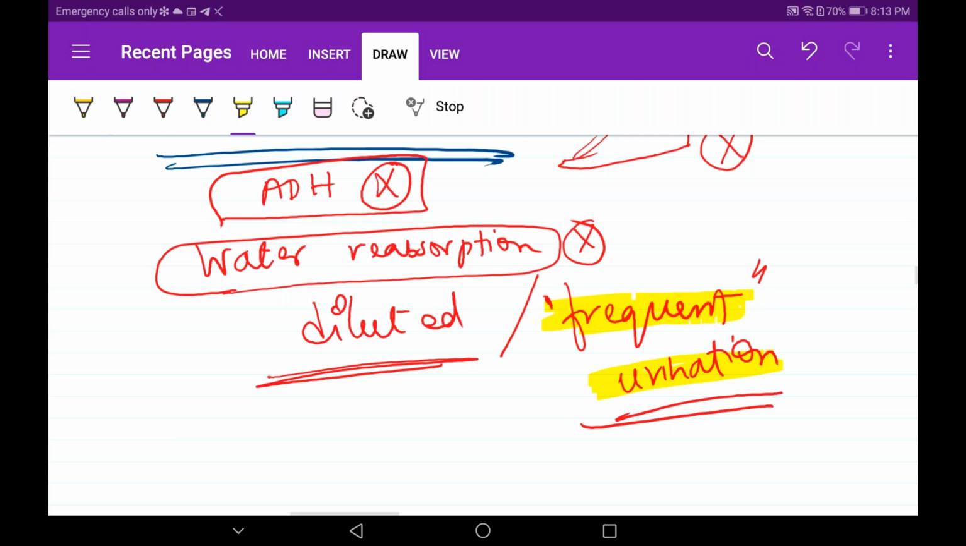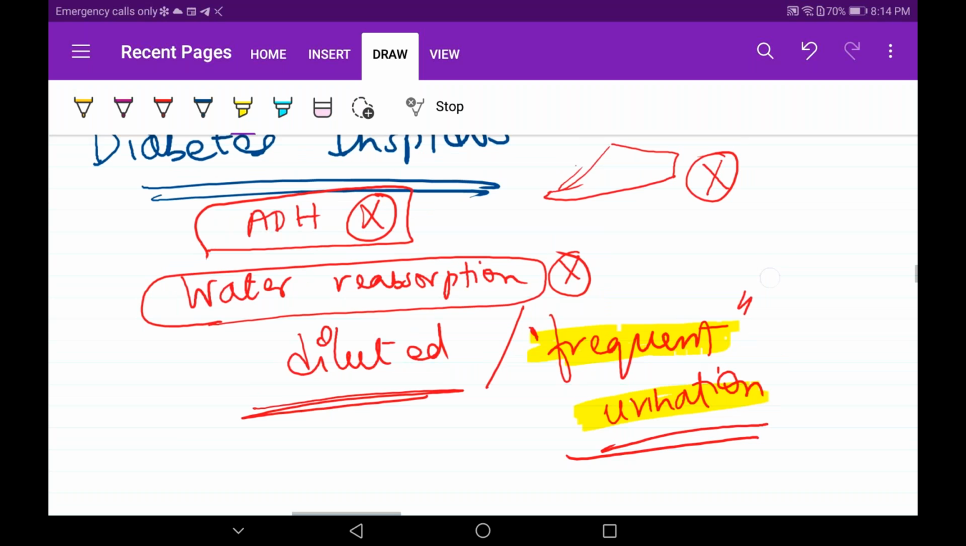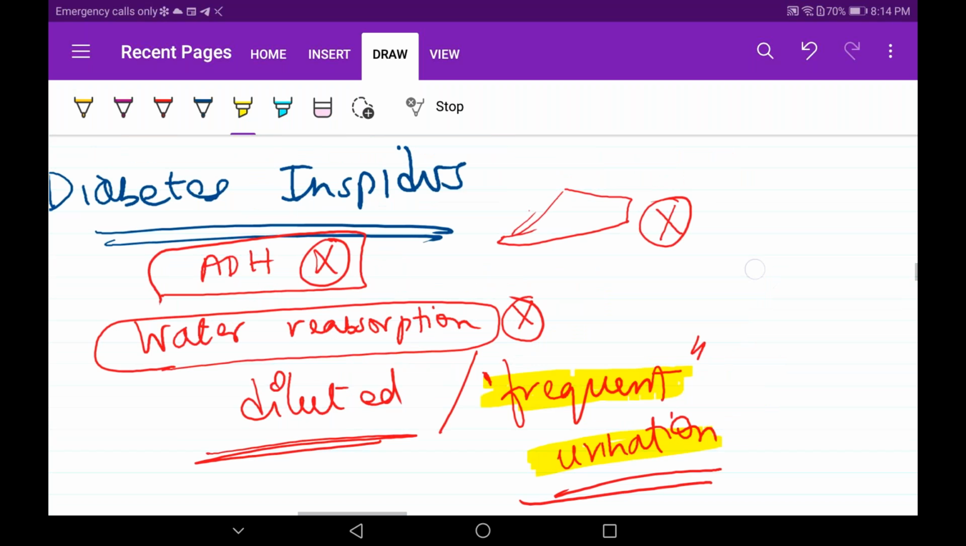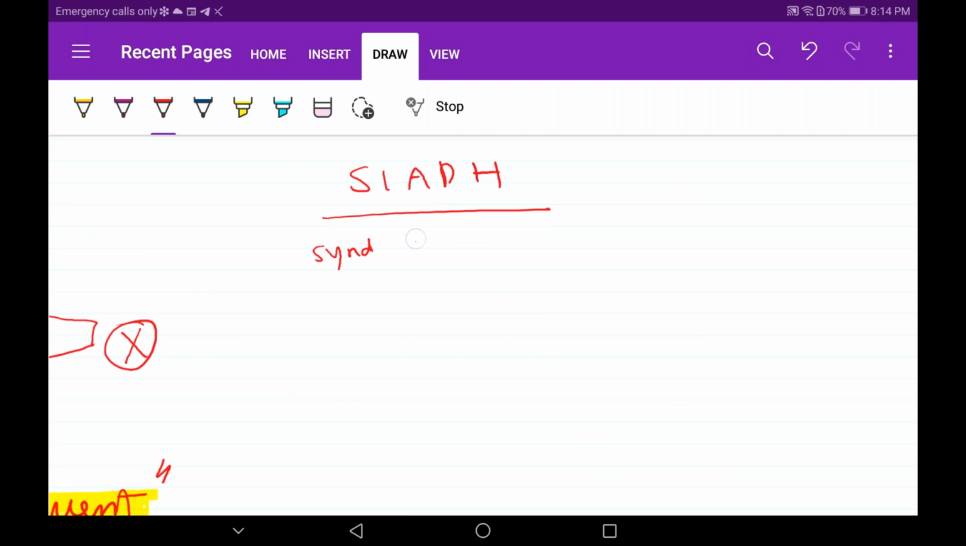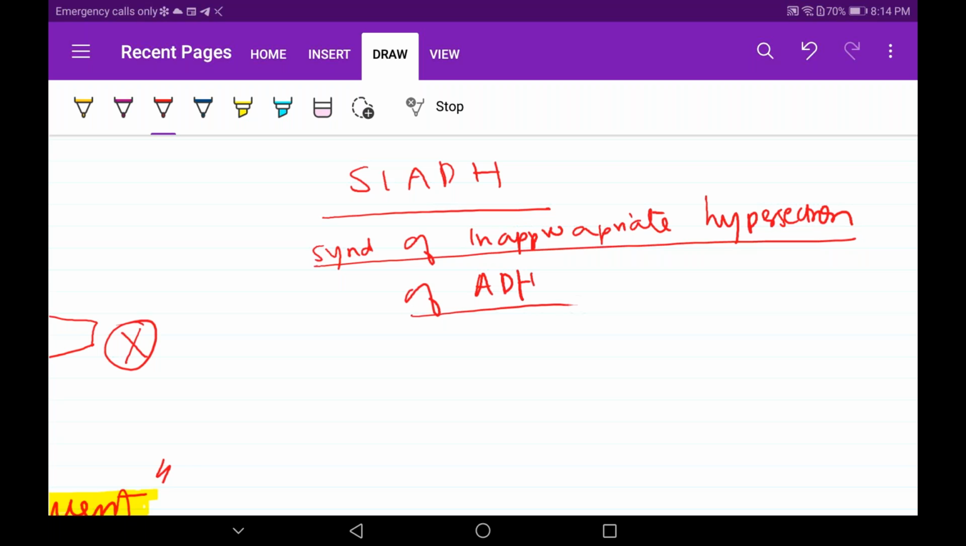Now diabetes insipidus is over. Another important clinical aspect is SIADH. Okay, it's a full form, right? Syndrome of inappropriate hypersecretion of ADH. Sorry for my handwriting. They gave such a huge name, but the concept is simple. ADH is being produced a lot over here.